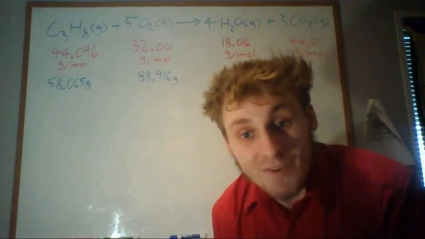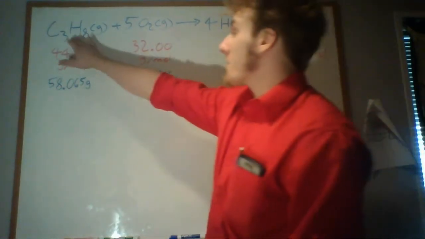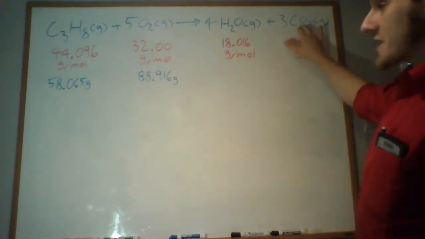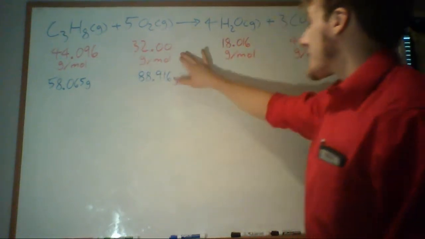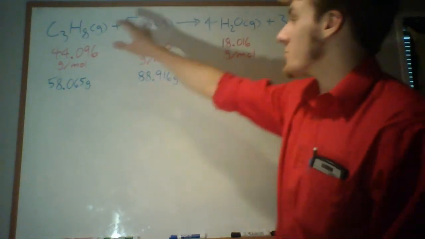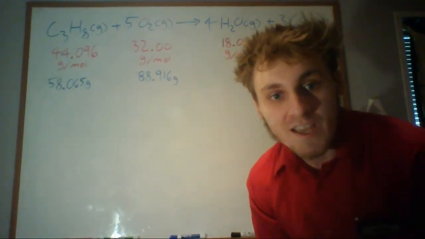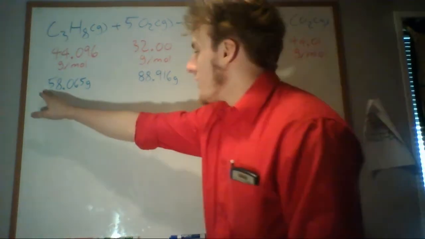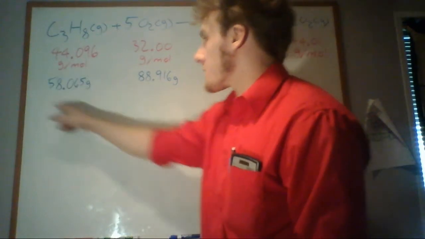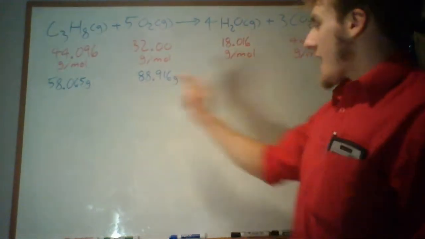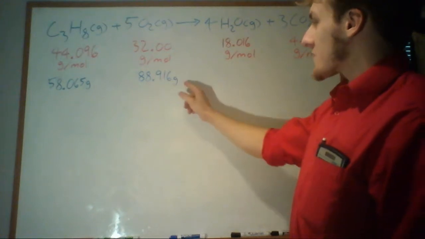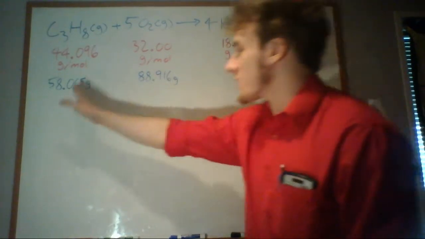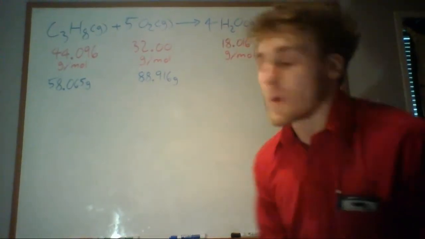So today we're going to be considering the following reaction here between propane and oxygen to produce some water and some carbon dioxide. Now here I have the molar masses of all of these molecules and compounds involved in the reaction. And let's do this. Let's say at the start of this reaction we had 58.065 grams of your propane. And let's say we had 88.916 grams of oxygen.